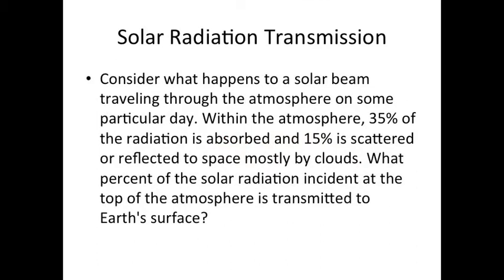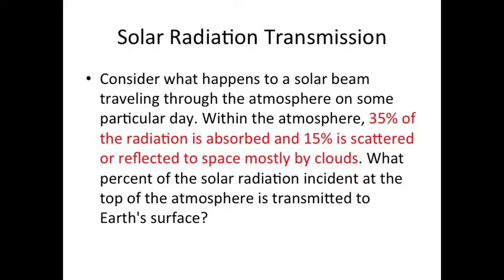Let's move on to solar radiation transmission. Consider what happens to a solar beam traveling through the atmosphere on some particular day. Within the atmosphere, 35% of the radiation is absorbed and 15% is scattered or reflected to space, mostly by clouds. Keep in mind these values can change, so read the question carefully. What percentage of the solar radiation incident at the top of the atmosphere is transmitted to Earth's surface?